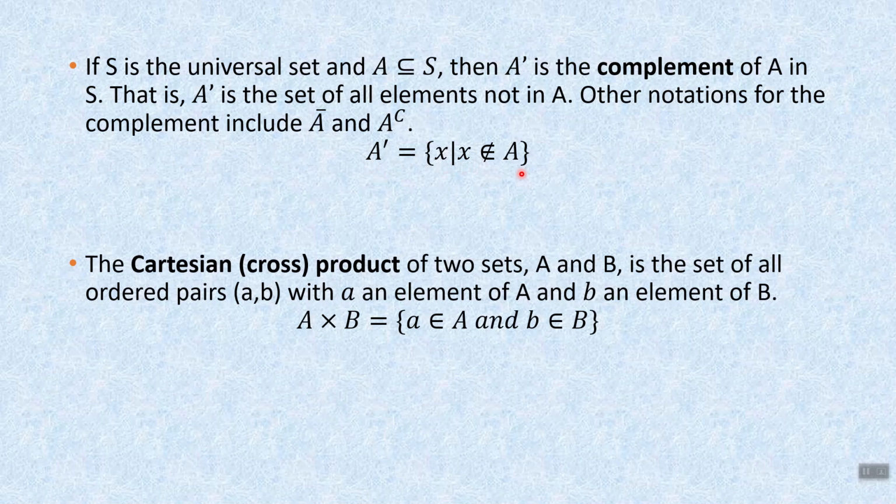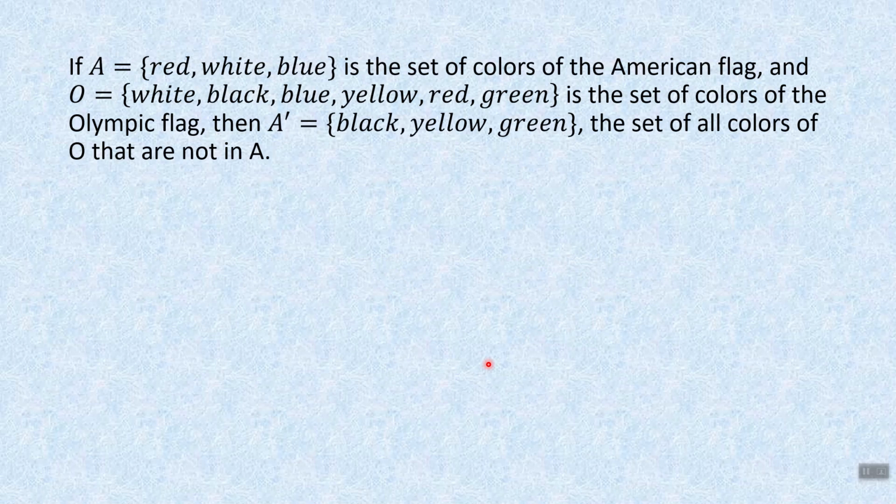We also have a cross product or a Cartesian product named after René Descartes. The cross product of two sets A and B is the set of all ordered pairs (a, b) with little a an element of A and little b an element of B. So we write A cross B, and that's why I call it a cross product and not a Cartesian as much. A cross B is the set of all (a, b) where a is in A and b is in B. All right, A cross B. Now, that's weird. Let's look at some examples real quick.